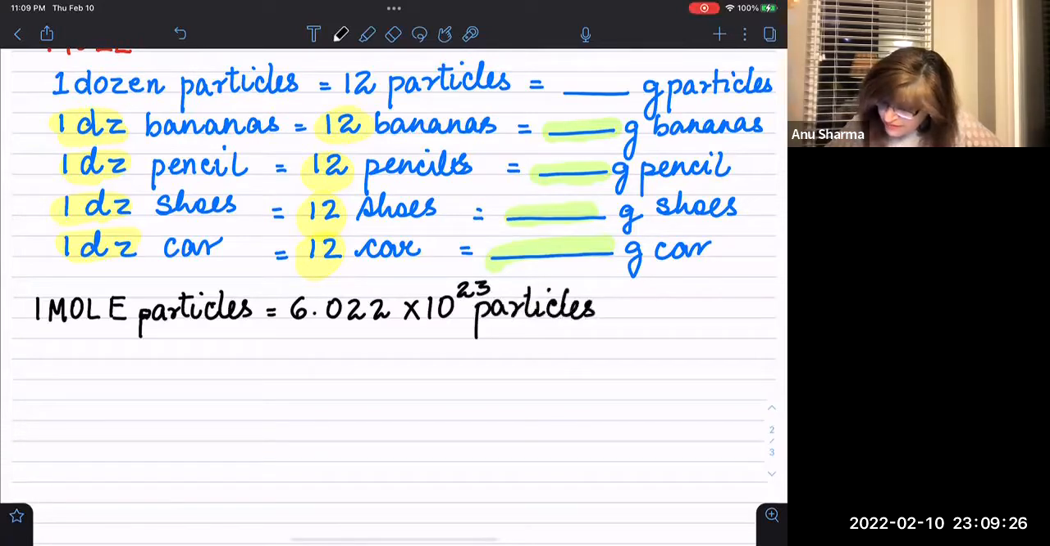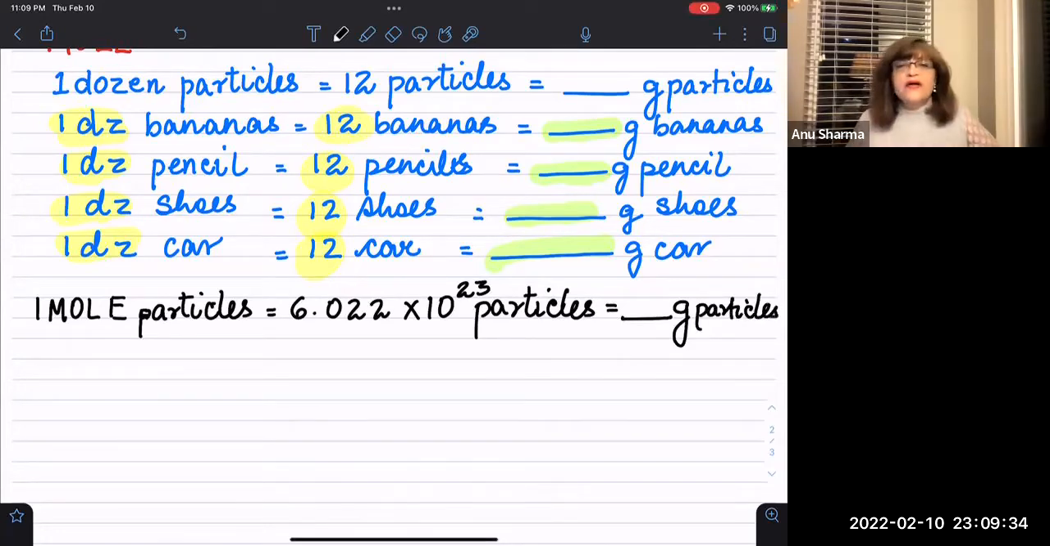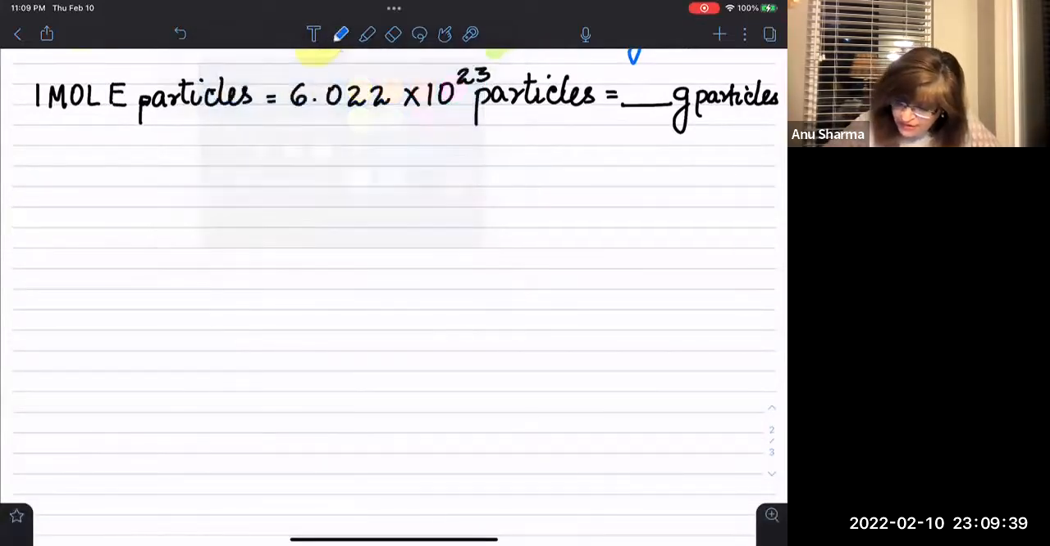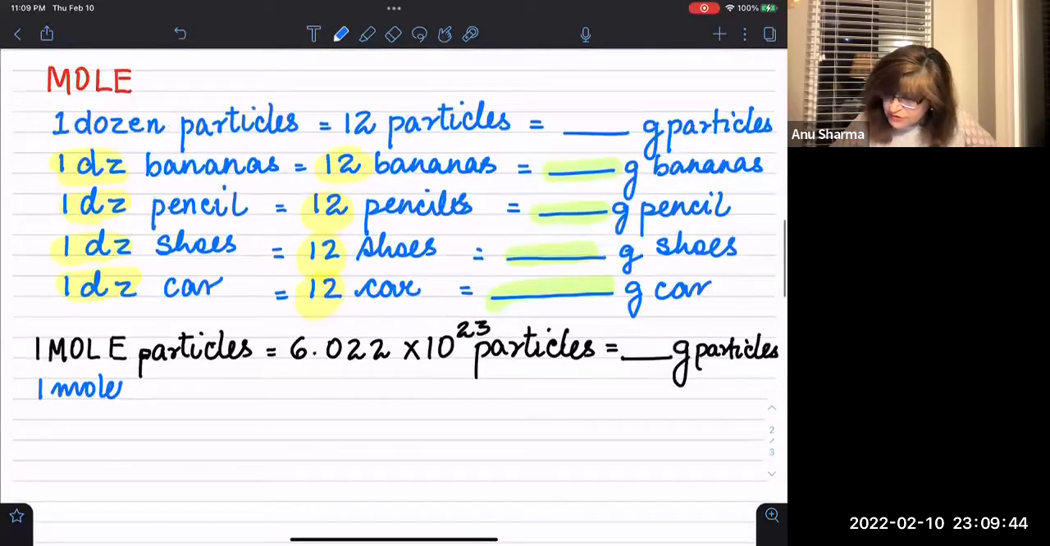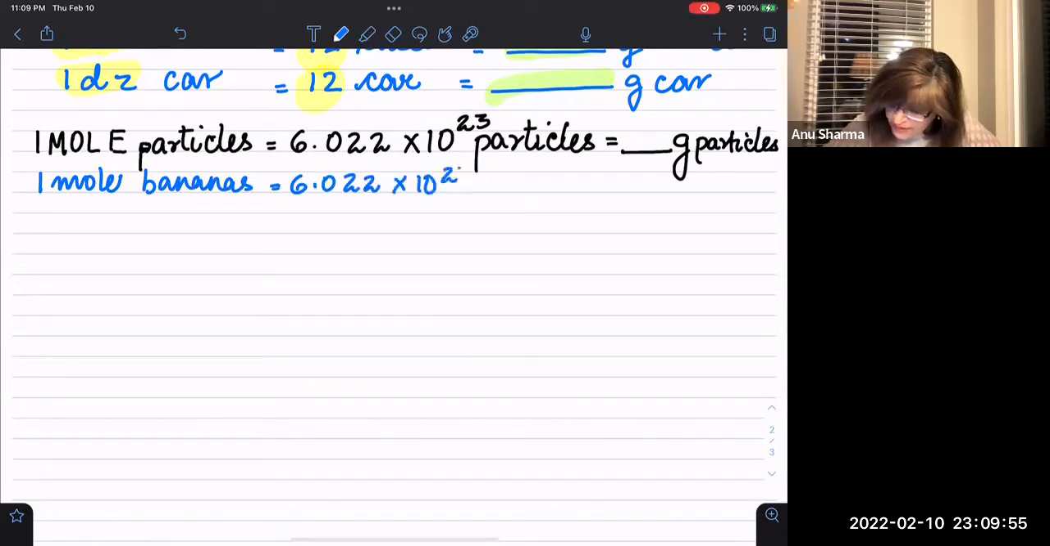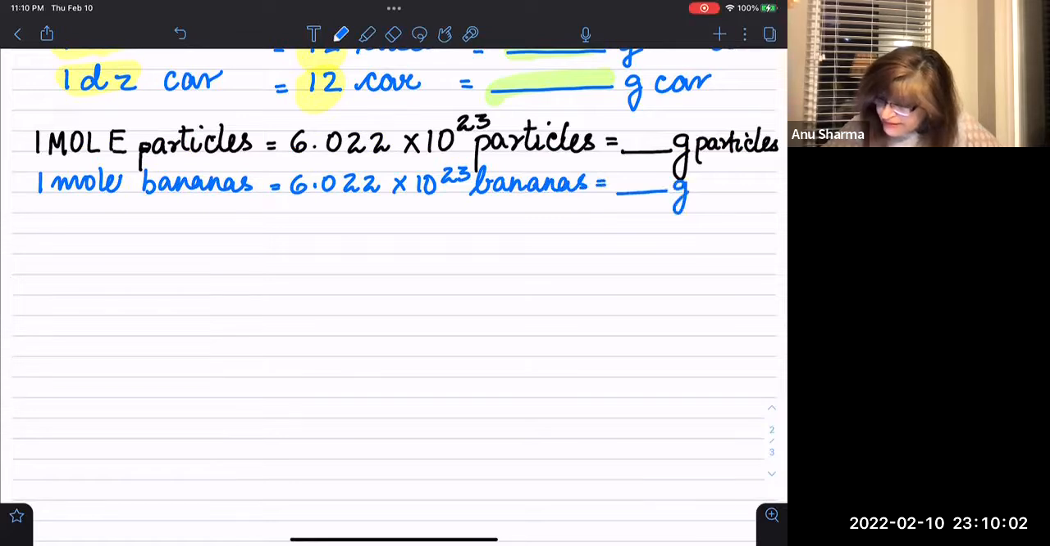And whatever the weight of the particle is, that's the grams of the particles. So this is the very simple equality. Now let's apply it to other things. So here you have 1 mole of bananas. We have 6.022 times 10 to the power 23 bananas. Now that's a lot of bananas. And that is the weight of bananas, whatever their weight is.